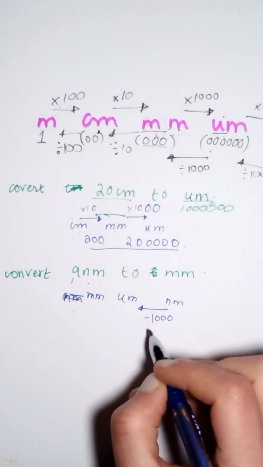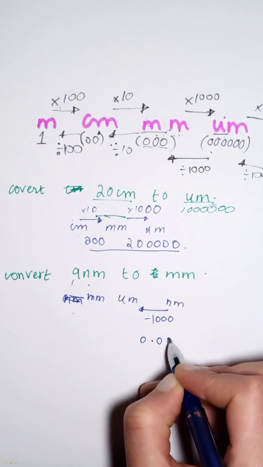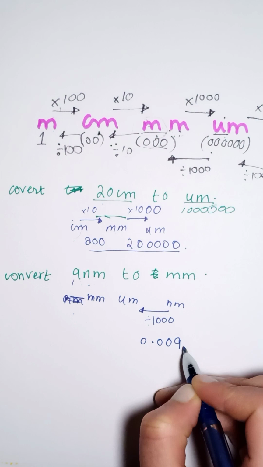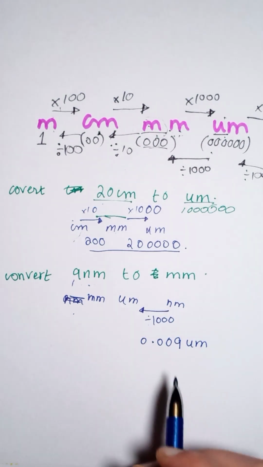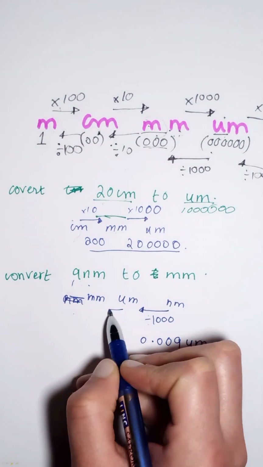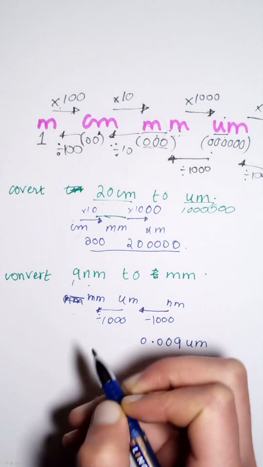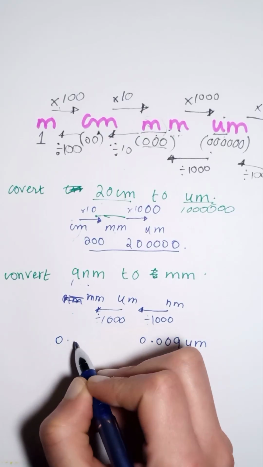It gives us this value in micrometers, but we don't need it in micrometers, we need it in millimeters. So we again divide by 1000, and it will give us this value.